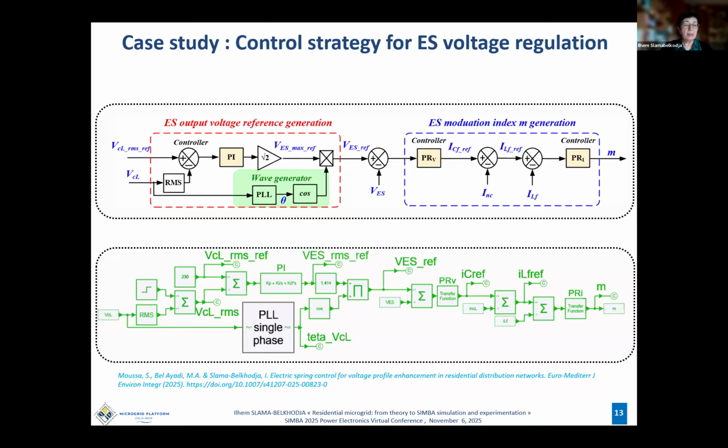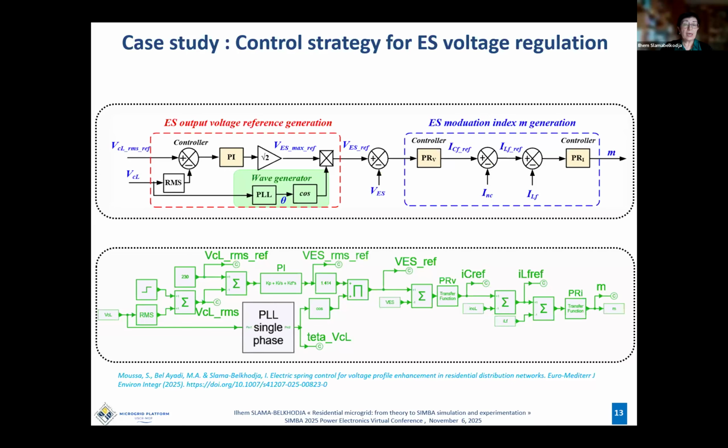Regulating this current makes it possible to generate the modulation index and then the control signals for the DC-AC converter that constitutes the electrical spring. A PLL is used to determine the phase angle of the voltage across the critical load. This angle is a key element in generating the reference voltage across the electrical spring.